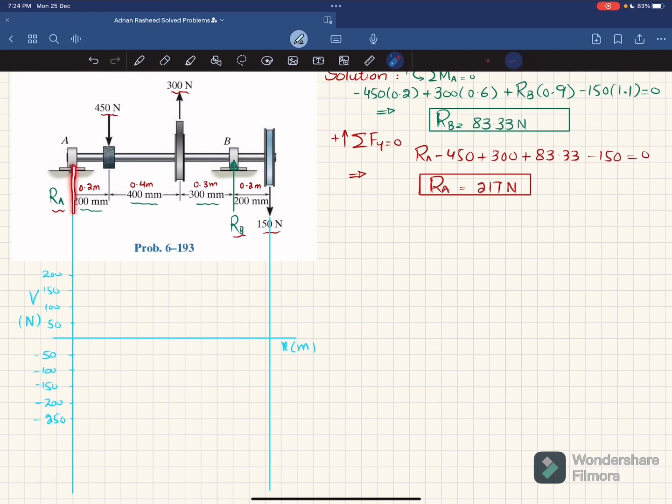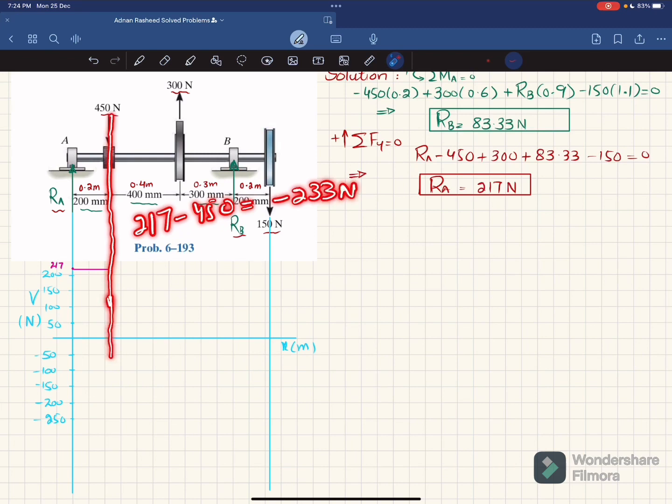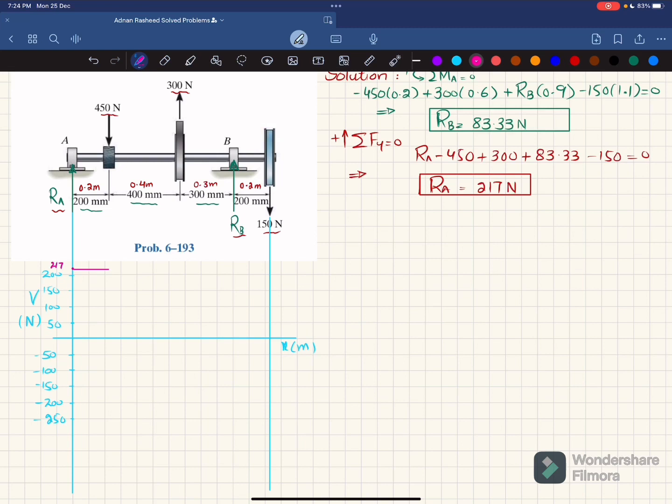Now at this point, you can see you have RA, which is 217. So we'll locate 217. Let this point be 217 Newton. Moving from point A till this load, there is no other shear force, so it will remain horizontal till this point. Now here we have minus 450 Newton acting downwards. So 217 minus 450 will give minus 233 Newton. So at this point, the shear will be minus 233. So your shear force will change from 217 to minus 233. Moving from this load till this mid, there is no other shear force, so it will remain the same, and we will draw a horizontal line.